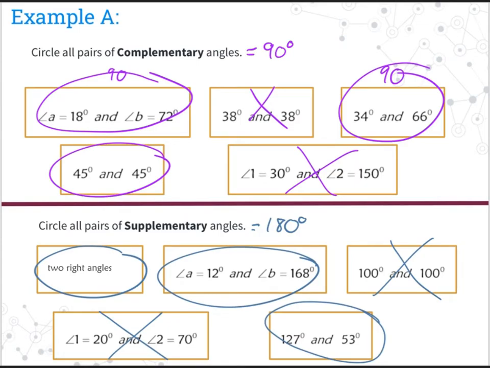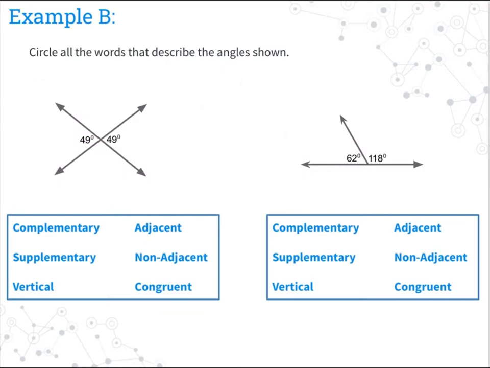Now let's take a look at example B. So here we are at example B, and it says circle all the words that describe the angles shown. So we're going to go through each of the words and see if they match our angles that we have there to see which ones are right and which ones are wrong. So complementary means 90 degrees added together. 49 plus 49 does not equal 90 degrees, so they're not going to be complementary. 49 plus 49 does not equal 180, so they're not going to be supplementary.